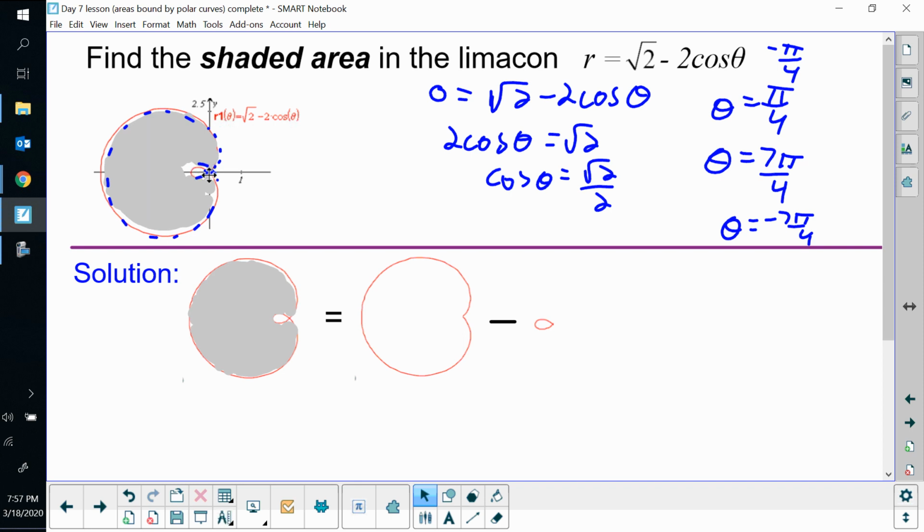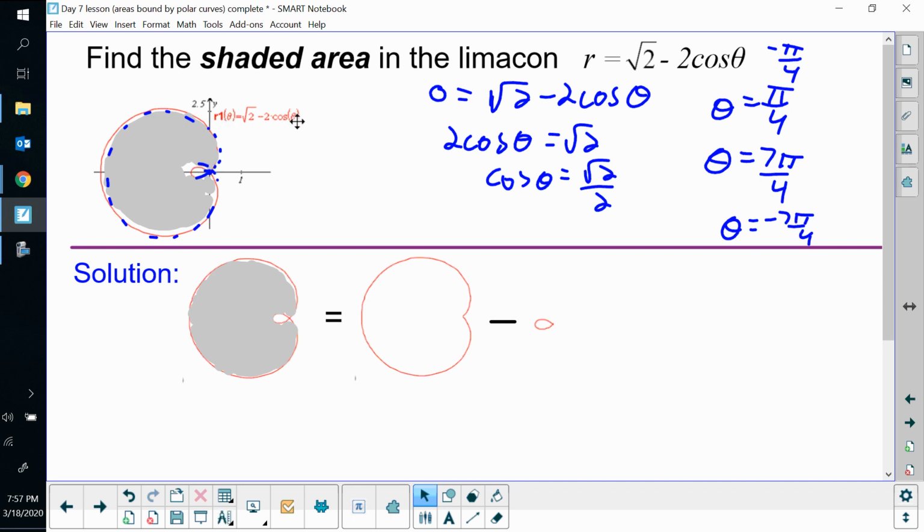So those intersections there, where the full part and the little loop are all meeting, are all when the radius is 0. So if we set this equal to 0, we could add the 2 cos theta over, divide by 2, and we get cos is square root of 2 over 2. Cos is positive in the first and fourth quadrants, so we could have things like pi over 4, 7 pi over 4, or if we went in the negative direction, each of those, this is fourth quadrant and this is first quadrant here.